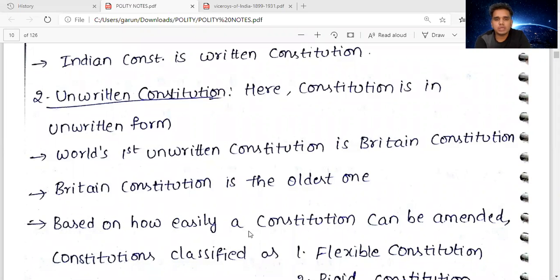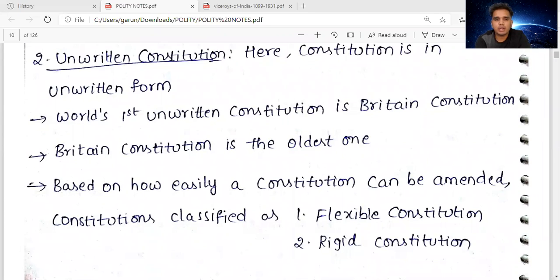Based on how easily a constitution can be amended, constitutions are classified as flexible constitution or rigid constitution. In the Indian constitution, we have seen many amendments, so it is not that rigid. It is a little bit flexible, but in some things it is rigid. In terms of fundamental rights and fundamental duties, it is rigid, but in many fields it is flexible. So the Indian constitution is a mixture of rigid and flexible, both.